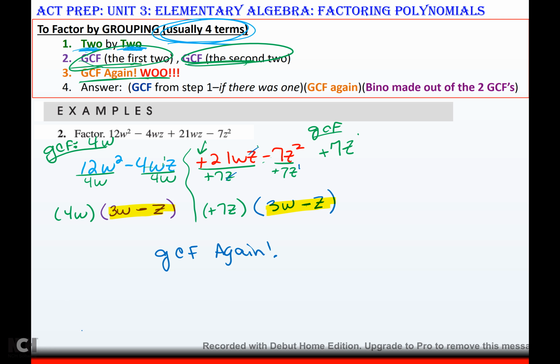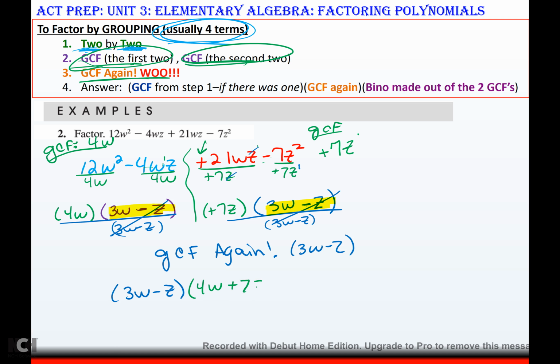But this one, we do have a GCF again. It's 3w minus z. So my final answer is going to be my GCF times what's left. And to get what's left, you divide by your GCF. And what I get is what's left in green. So my other binomial is going to be 4w plus 7z. Done. And if you multiplied this back out before you combine like terms, you will get that polynomial.